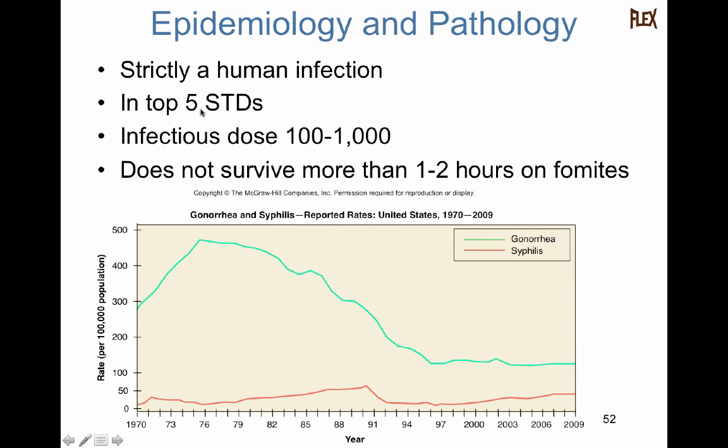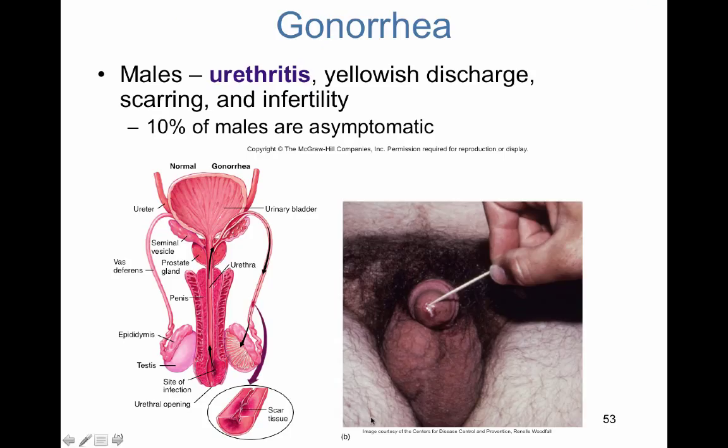So gonorrhea is in the top 5 STDs, and the ID is 100 to 1,000. It does not survive more than 1 to 2 hours on fomites, and cases have gone way down over the years, although we are seeing a lot of cases of antibiotic-resistant strains.